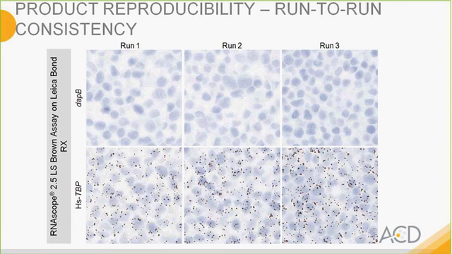And as you can see here, we do have very reproducible results that were seen each day on the Leica Bond platform. No background was detected with DapB, and TBP staining was similar on all 3 days with the automated assay. Similar results were seen again with the Ventana Ultra and XT automated assays.